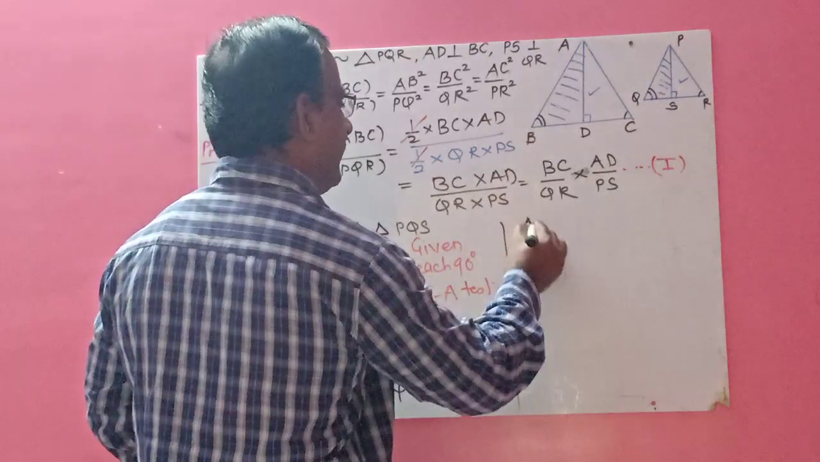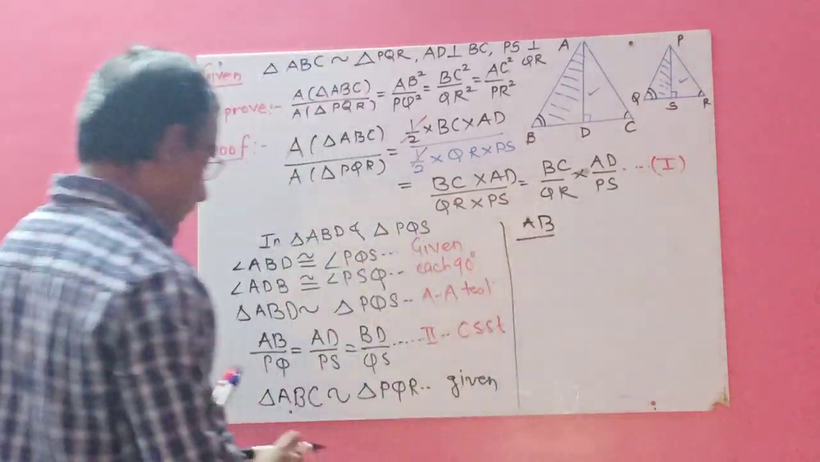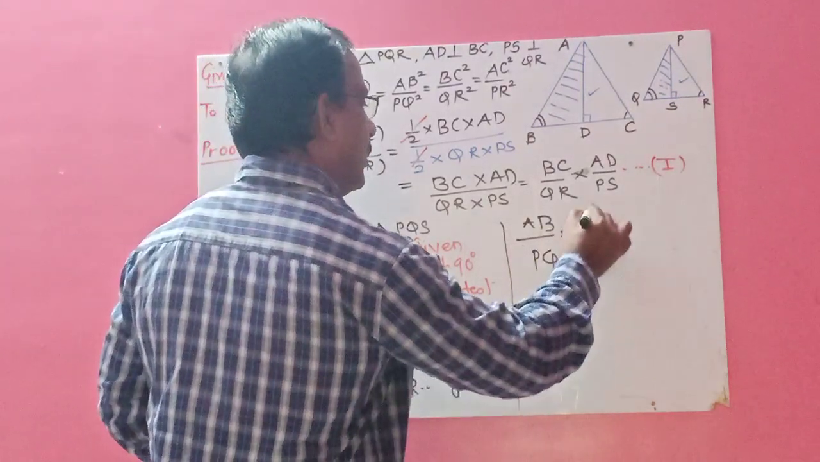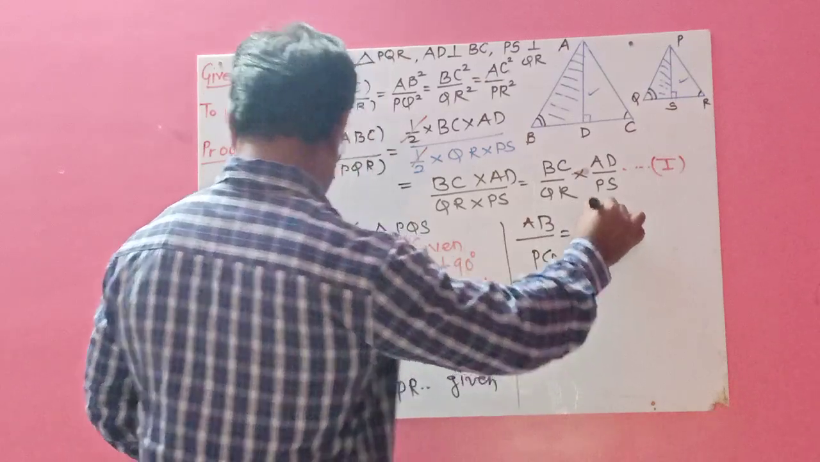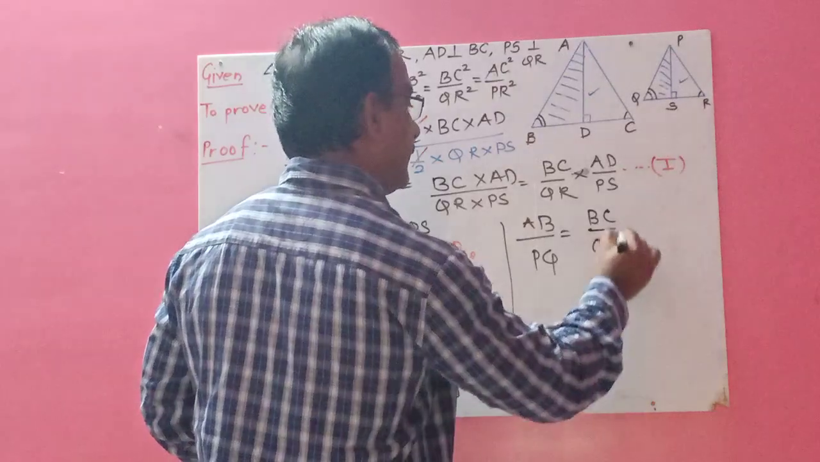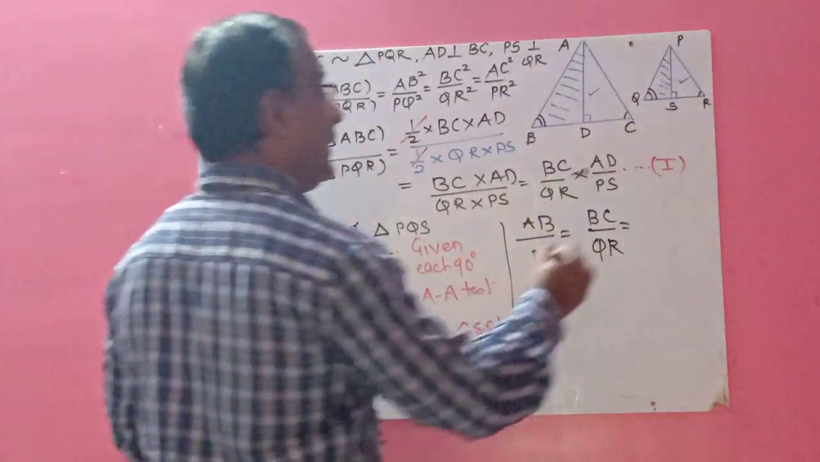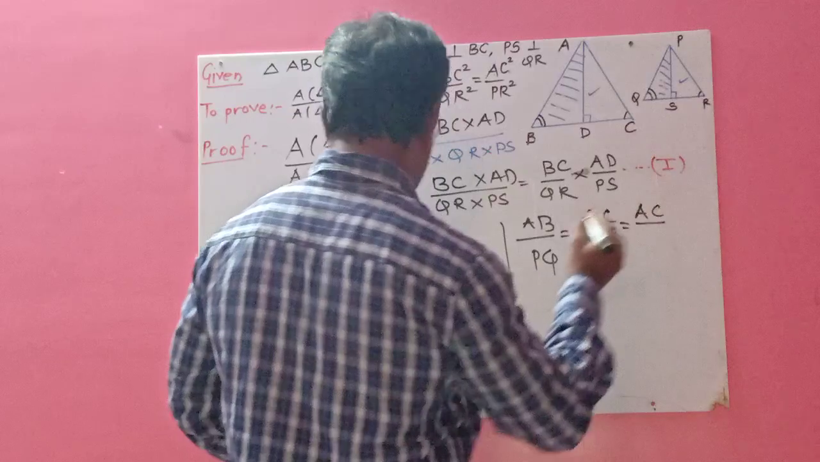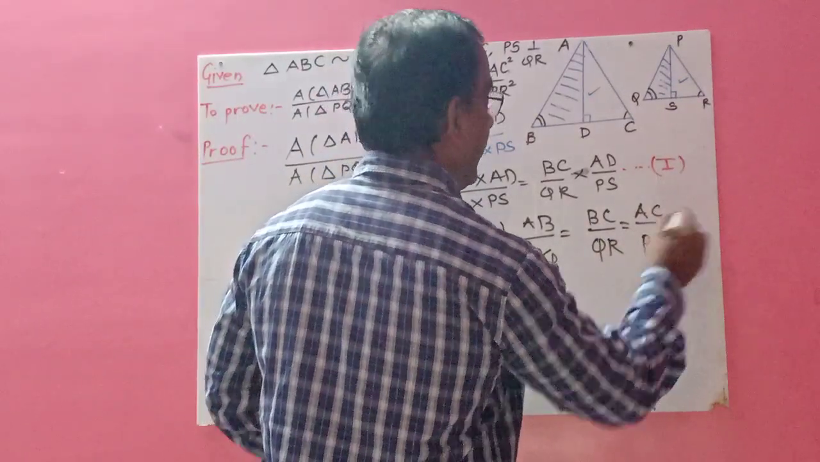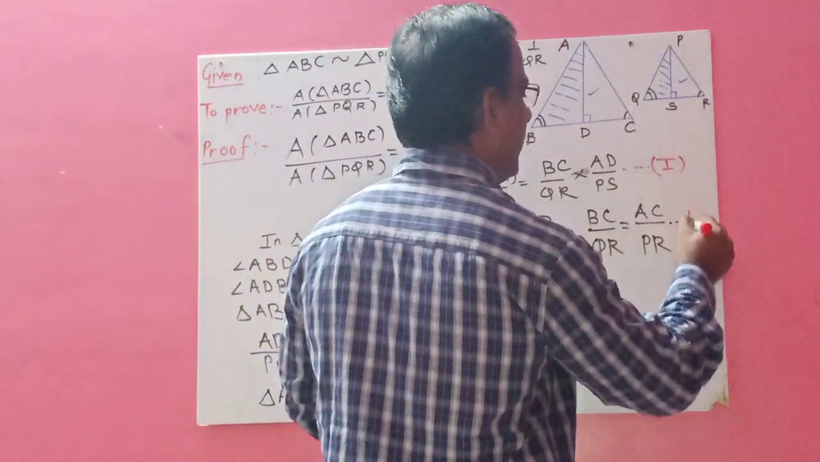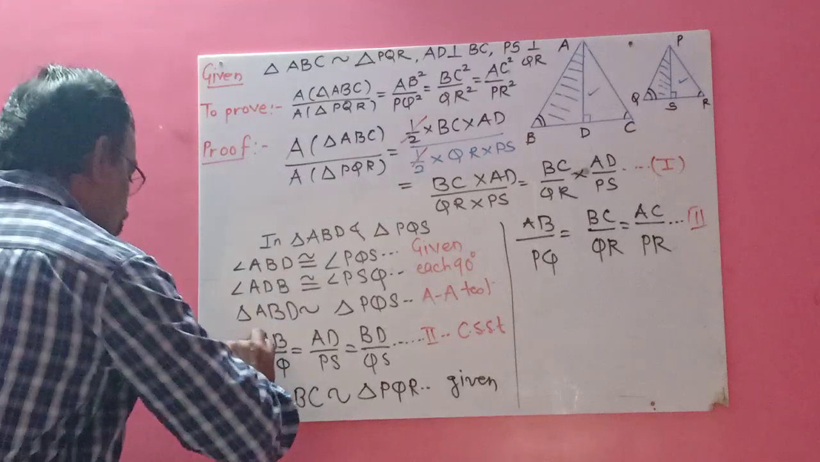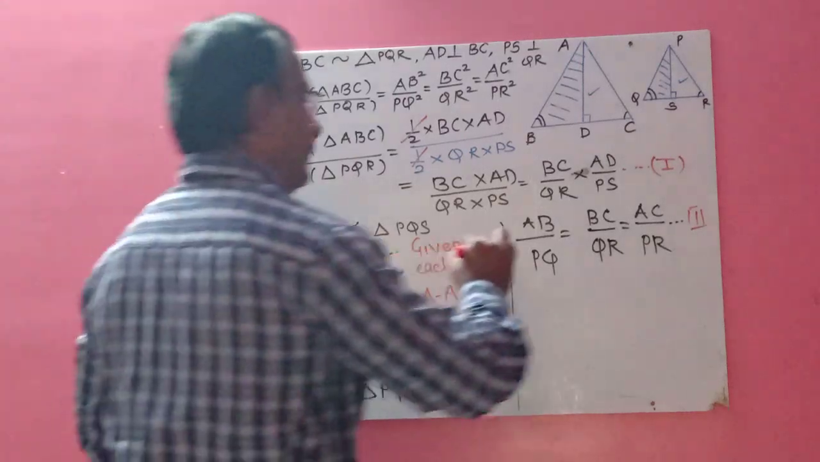That means AB upon PQ is equal to BC upon QR is equal to AC upon PR. This will be point number 3. Children, if you see point number 2, point number 3.